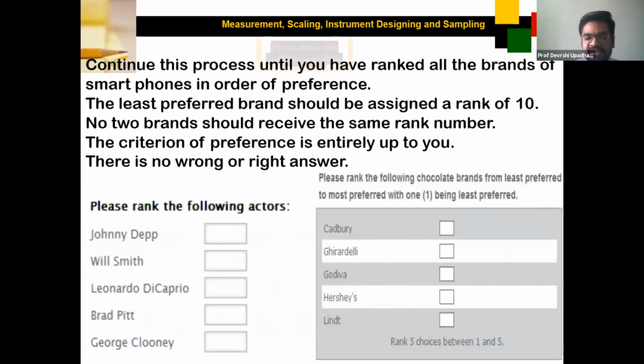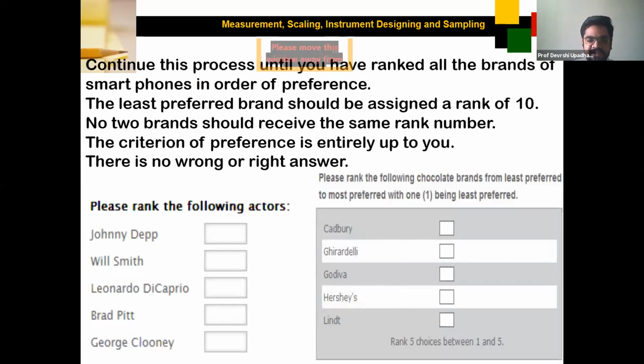Ultimately, you are giving a rank. In the example on the left-hand side, you are asked to rank the following actors. There are five actors: Johnny Depp, Will Smith, Leonardo DiCaprio, Brad Pitt, and George Clooney. As an example, if I need to give a preference out of five, I just need to score 1, 2, 3, 4, 5.